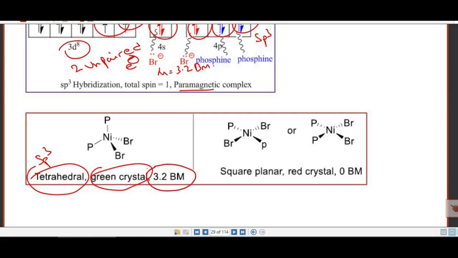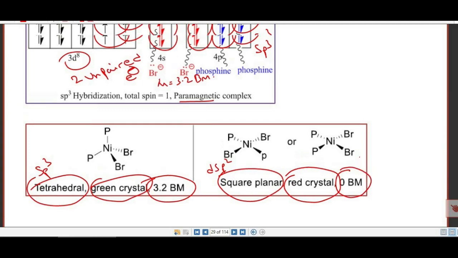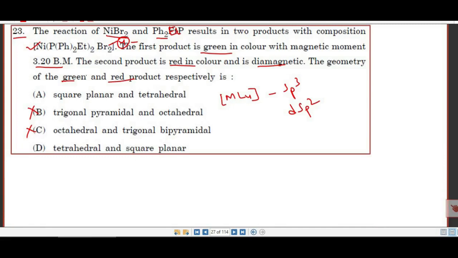Magnetic moment is 3.2. For a complex which is square planar having dsp2 configuration, it is a red crystal which is diamagnetic and the magnetic moment is 0. So, the first complex, green in color, is tetrahedral; the second complex, red in color, is square planar. Option D is correct and option J is ruled out.